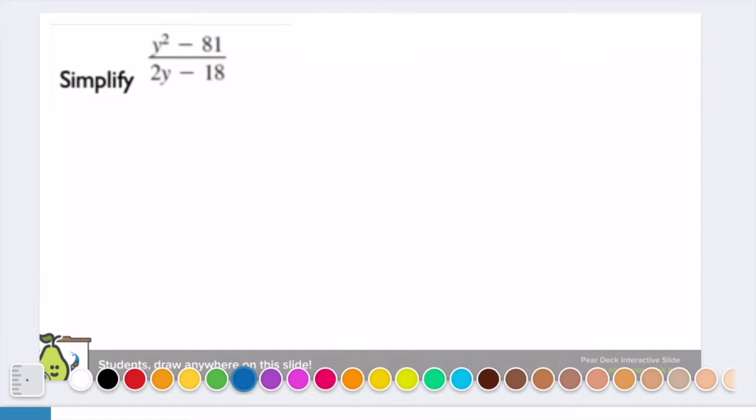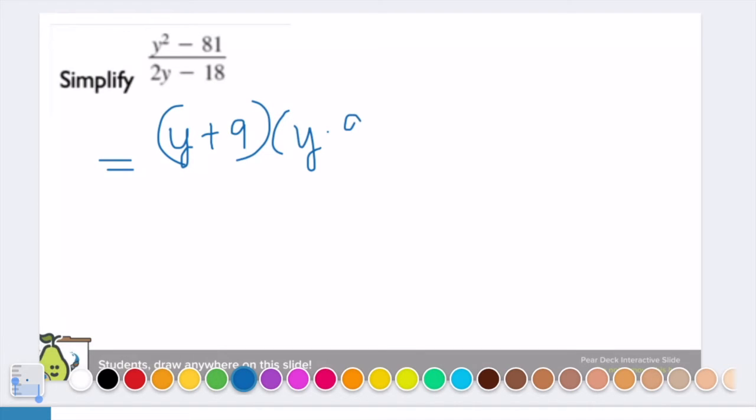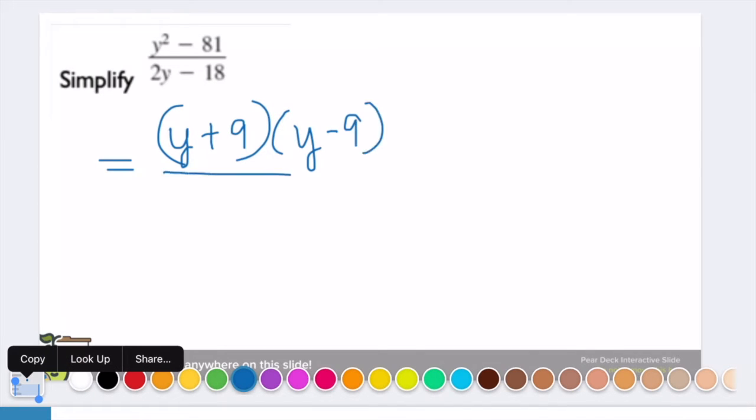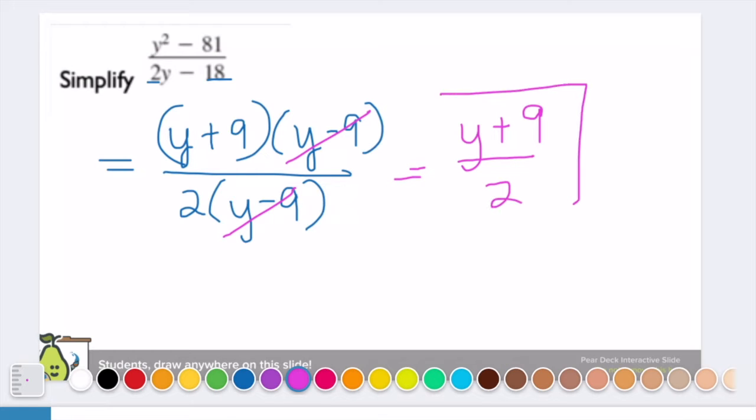For the next one, the numerator is going to factor into y plus 9, y minus 9. It's a difference of squares. And then in the denominator, you only have a common factor of 2. So I factor out the 2, we get y minus 9. And you can see that y minus 9 appears in both the top and the bottom. We can cancel those out, and we're left with y plus 9 over 2.